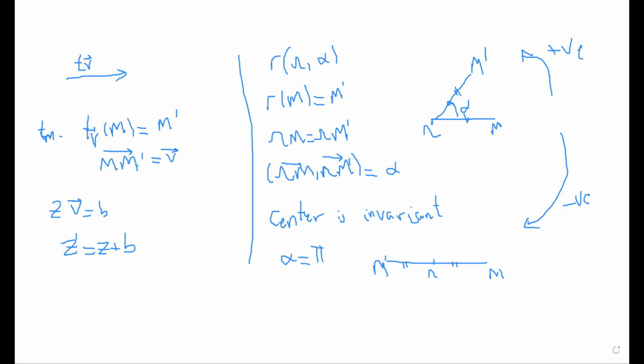Now the complex transformation of the rotation. The complex form is z prime equals az plus b, where a equals e to the i alpha, and z omega, the affix of the center, equals b over 1 minus a. Now let's go to our exercise.